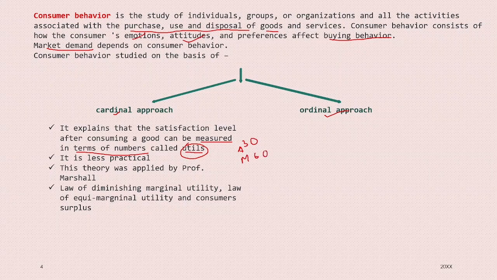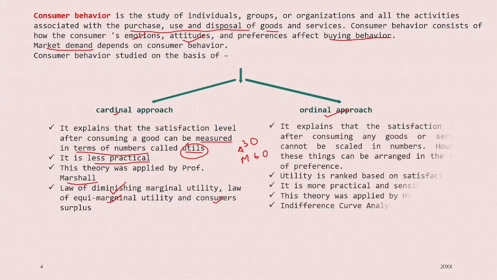Now let's see that this theory is somewhat impractical. Obviously, it's not possible to give utils to any goods. This was introduced by Marshall, and the cardinal approach is used to explain the following laws. First, the law of diminishing marginal utility. Then comes the law of equi-marginal utility and also consumer surplus. So this was about the cardinal approach.